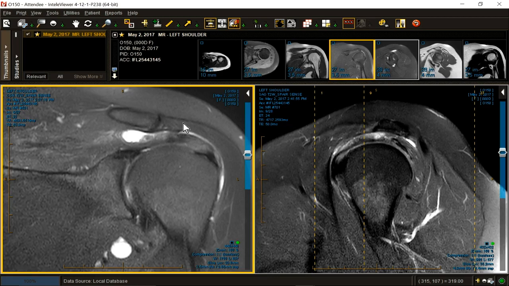Number 2, perhaps incidentally noted, inferior labral tear with paralabral cyst formation. That's a neat little case.